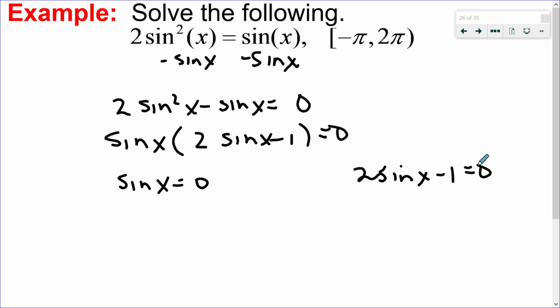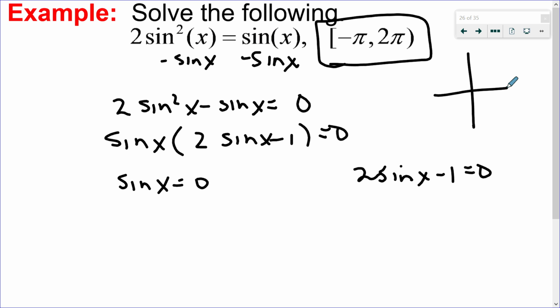Okay, so I'm looking for solutions between negative pi and positive 2 pi. So let's do positive 2 pi first. What that just means is I'm doing one counterclockwise rotation. So sine is 0 at 0 and pi and 2 pi. But that round bracket says I'm not including 2 pi. So for sine equal to 0, it's just 0 and pi.